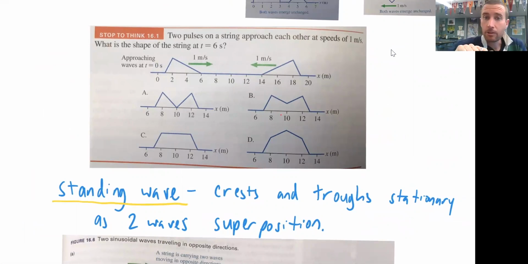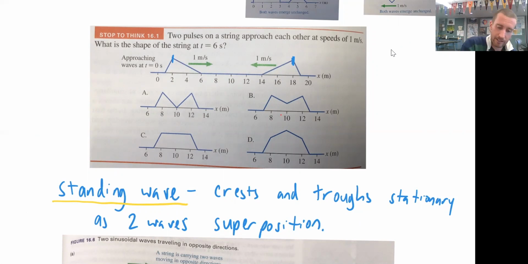Let's think that through, looking at two pulses on a string. So stop and think. Two pulses on a string are approaching each other at 1 meter per second. What's the shape of the string at time equals 6 seconds? So this is time equals 0 seconds. And I'm going to just pay attention to that peak right there and that peak right there, because that's the highest point, and that's easier for me to keep track of.